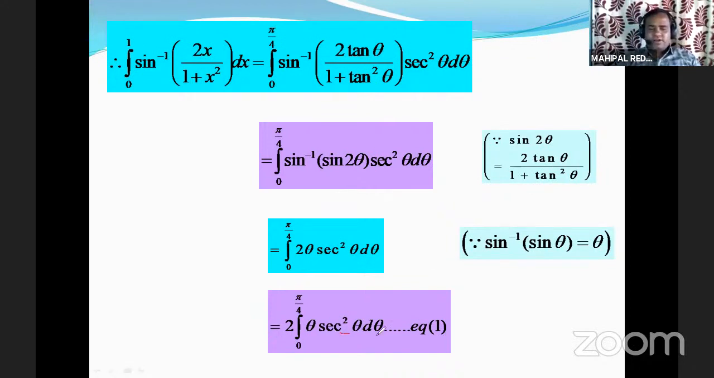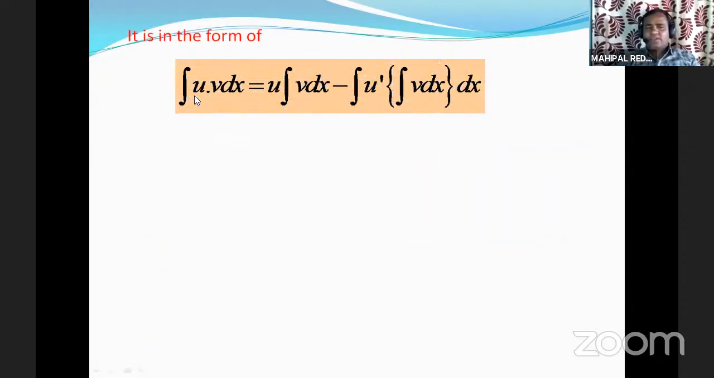Dear student, observe this. Which form is it? Integration u into v formula. U into v: this is one function, and this is one more function. Theta into sec square theta is the u into v form. So we are going to follow the integration by parts method. It is in the form integration u into v dx, which equals u into integration v dx minus integration of u dash into integration v dx, all dx.